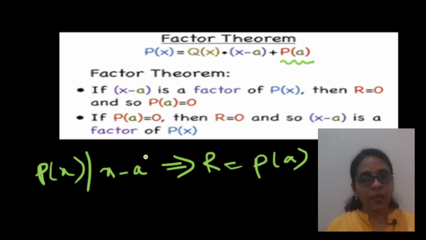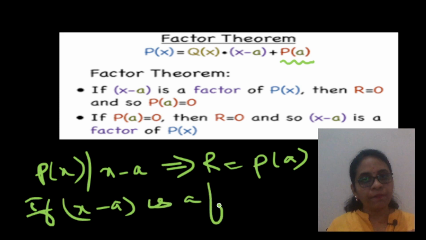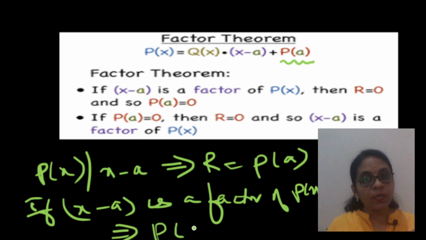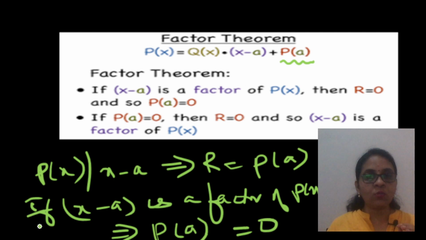Both mean the same. At the end of the day, children, what you have to remember is that if p of x is divided by x minus a and the remainder is 0, then x minus a is a factor of p of x, which implies p of a is 0. That's all. Only these two keep in mind.